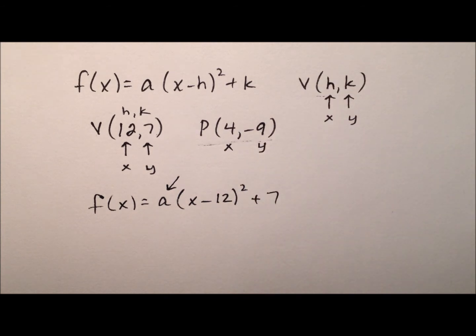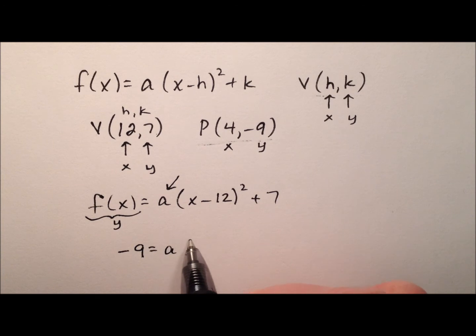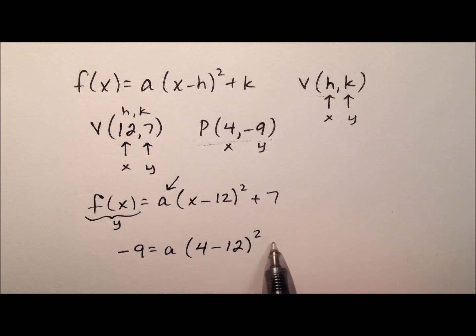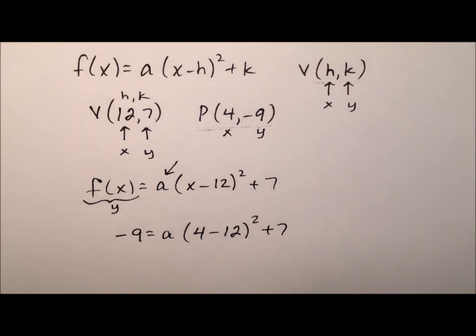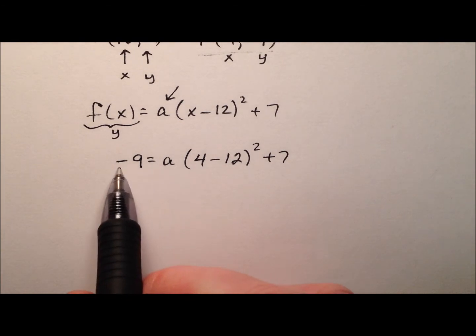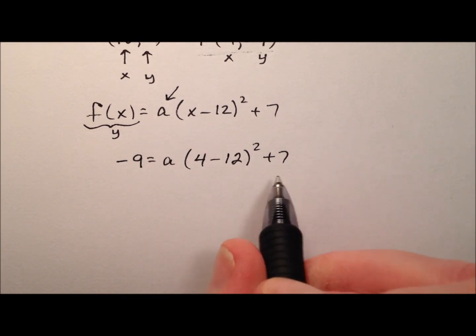So let's go ahead and plug those things into our little function here. I know that this f(x) can be replaced with a y, and in fact in our case our y is -9. So let's go ahead and do that. So -9 equals a times the x value, which is 4 from our ordered pair, minus 12, quantity squared, plus 7. So now it just looks like I need to simplify this out and solve for a.